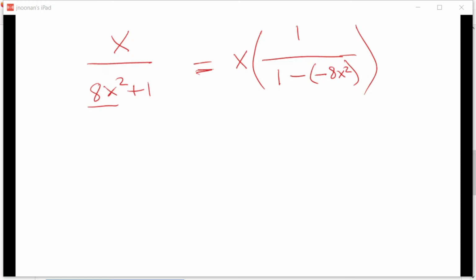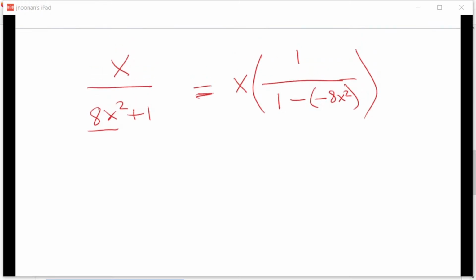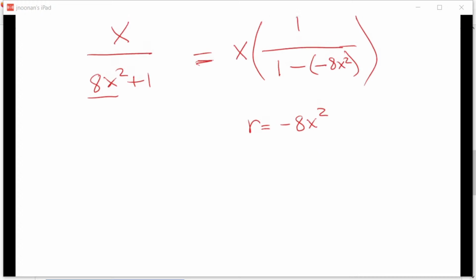So there it is. All right, any issues with my algebra? Algebra look good? Okay, now we identify R. So my R here is negative 8x squared. I don't remember if this is exactly how we did it, doesn't matter. And then now we're going to rewrite this as an infinite sum. N goes from 0 to infinity of r to the n. And so the r there is negative 8x squared.